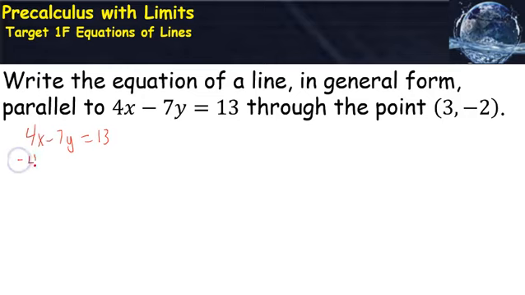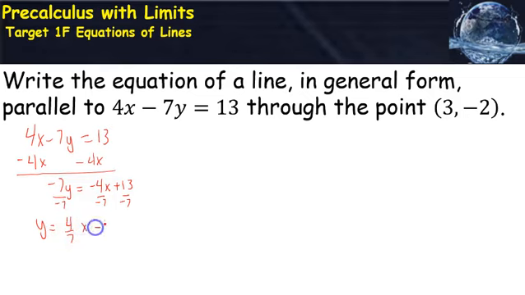So I'm just going to rewrite it. I'm going to subtract 4x from both sides, and I have 7y equals negative 4x plus 13. I'm going to divide by negative 7, and I get y is positive 4/7 x minus 13/7. And all I really care about here is the slope. So the slope of that line is 4/7.